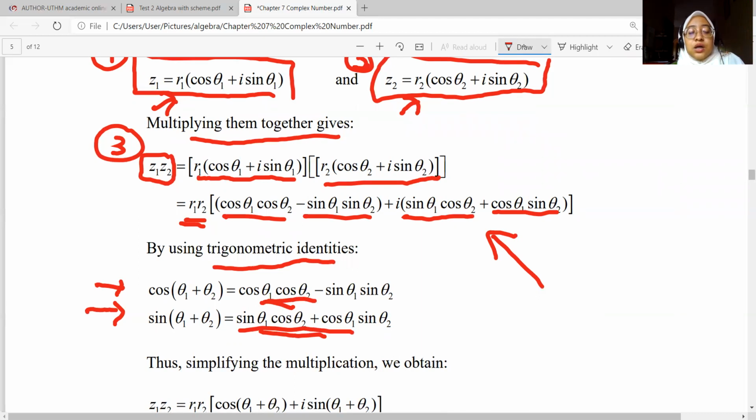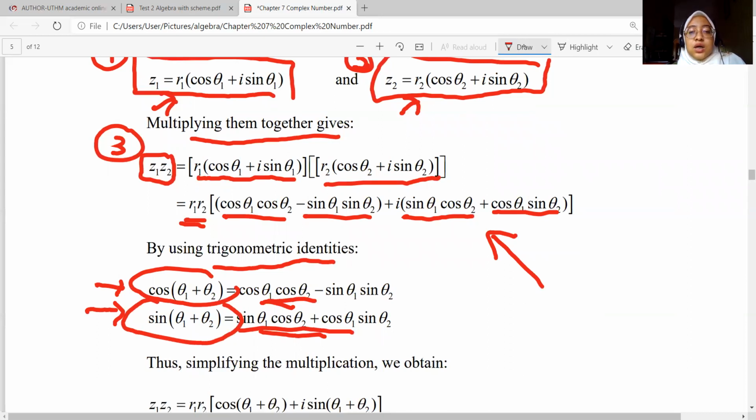It is a little bit longer because we expand the bracket and it becomes like this. But then we can do this by using trigonometric identities. So the first one will be cos of theta 1 plus theta 2. Because the terms are meshed together, sin theta 1 cos theta 2, we will use this formula.